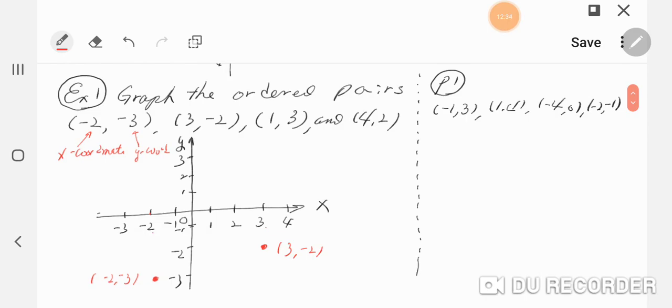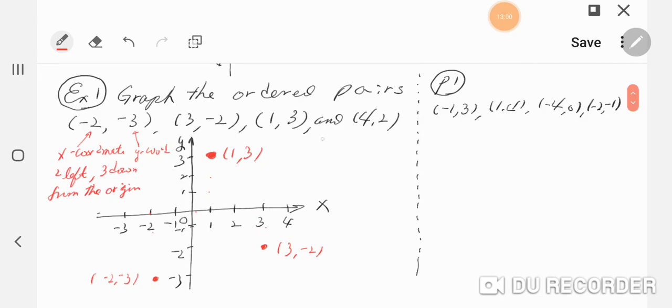So, okay, let me go back to the first point. -2 means 2 left, right? 2 left, and 3 down. From the origin. Make sense? Okay, 1, 3 is 1 right and 3 up. 1, 2, 3. So this is the location of this point.